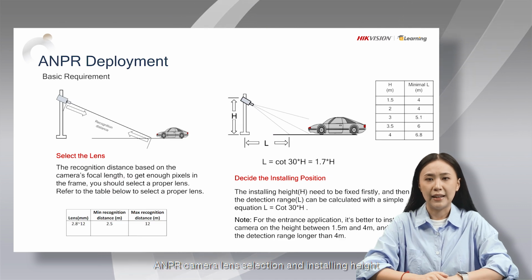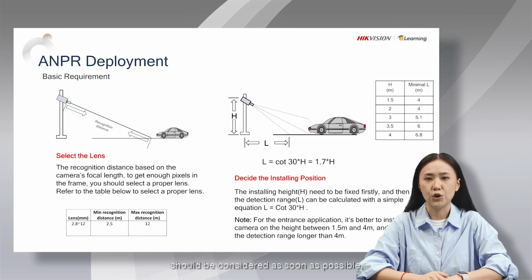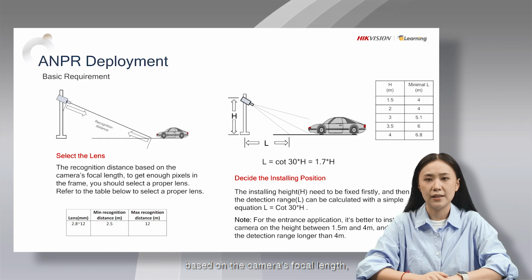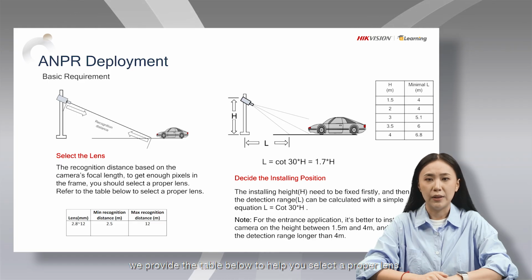ANPR camera lens selection and installing height should be considered as soon as possible because the recognition distance is based on the camera's focal length. To get enough pixels in the frame, you should select the proper lens. We provide the table below to help you select the proper lens.